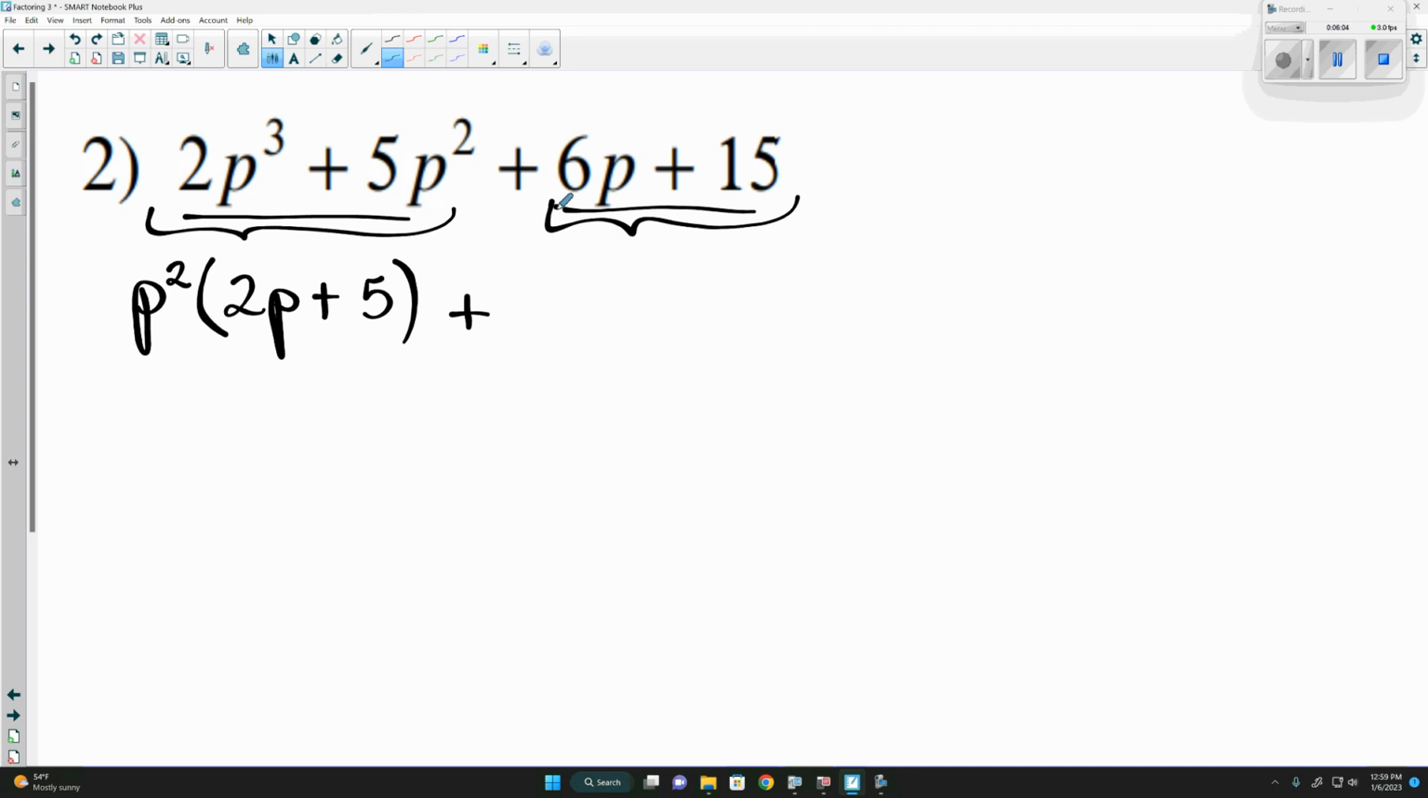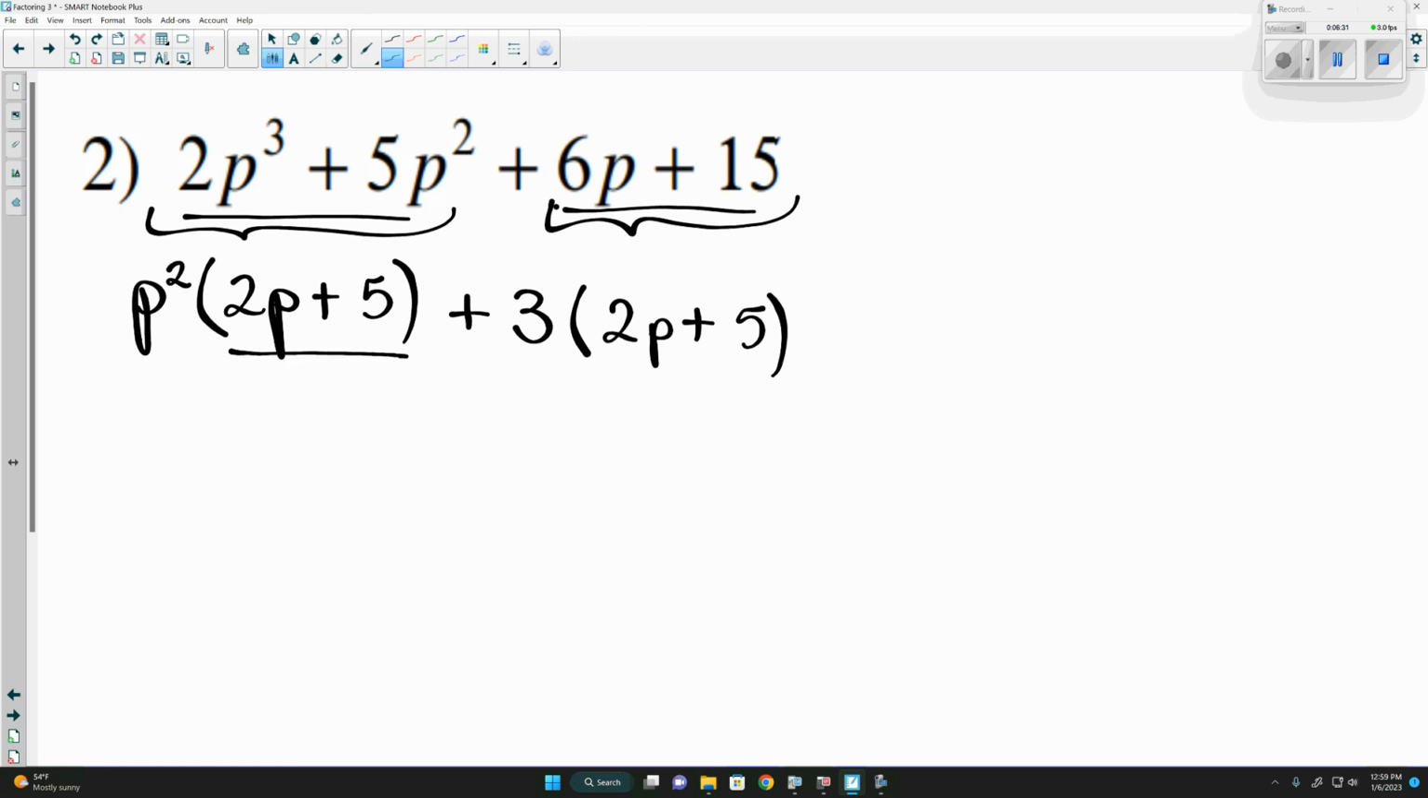All right, and then with 6p and 15, the greatest common factor is 3. And if we factor 3 out of 6p, or 6p divided by 3, we're left with 2p plus 5. 15 divided by 3 is 5. So that's the first step of our first time that we use a greatest common factor.